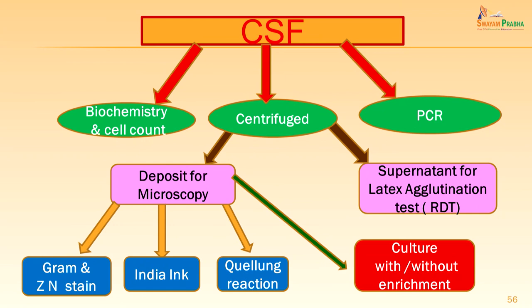what should be the follow-up in the laboratory. The CSF is collected by a lumbar tap and it is collected in three containers. The first part of the tap is generally collected in a container for biochemistry and cell count, as there may be a few RBCs in it because of the tapping.